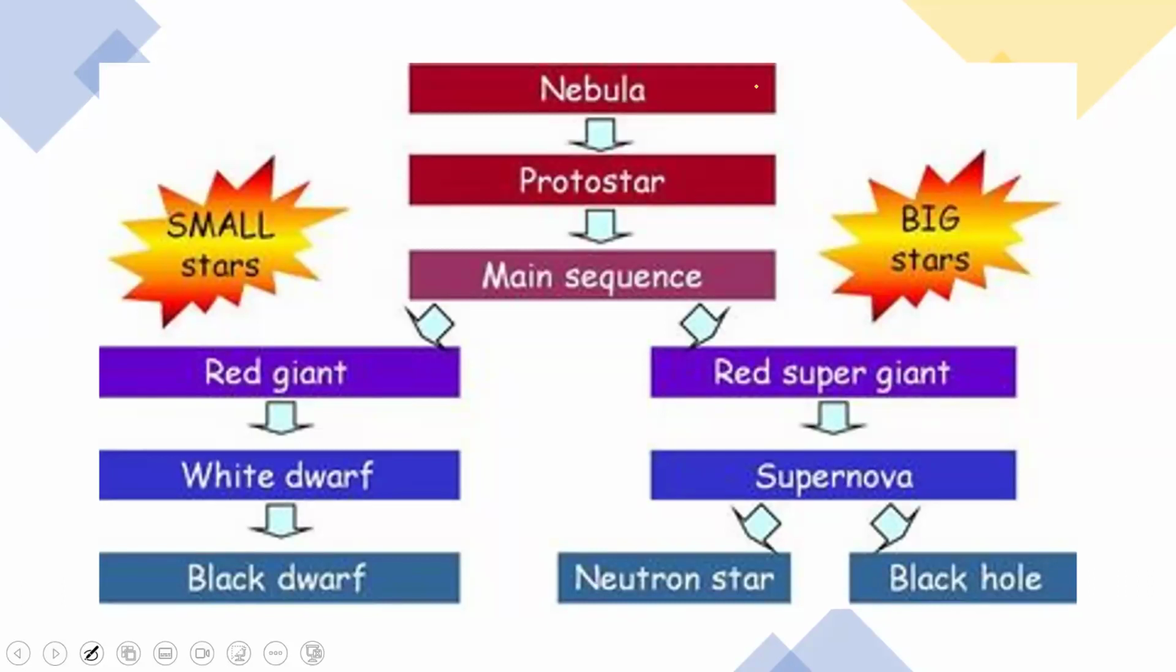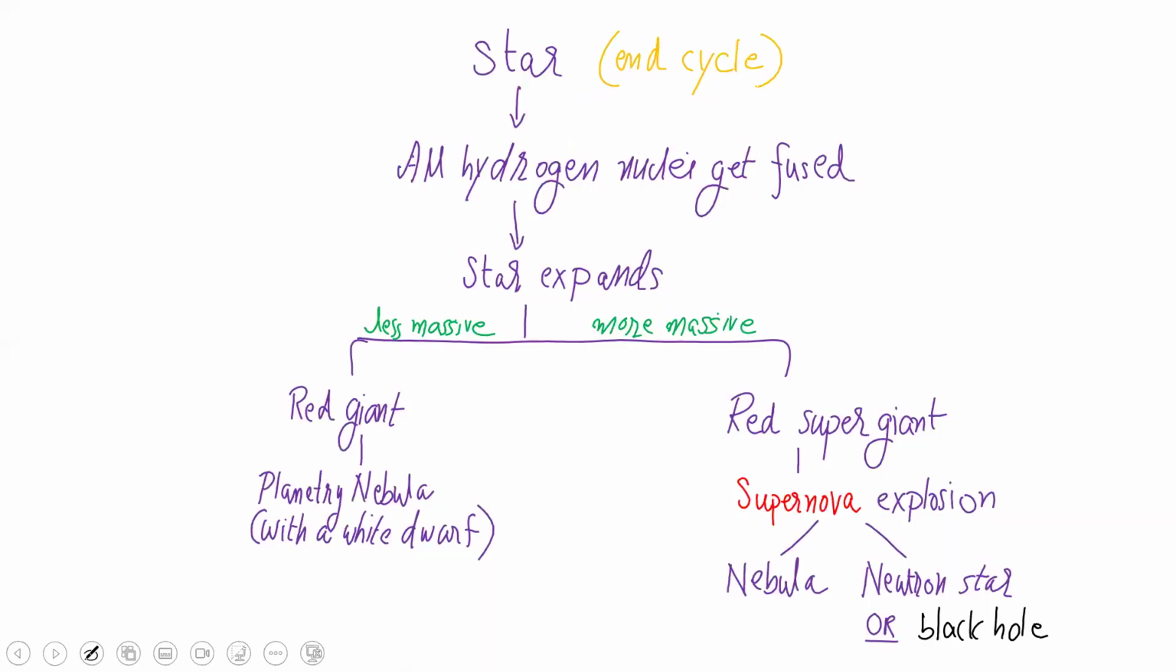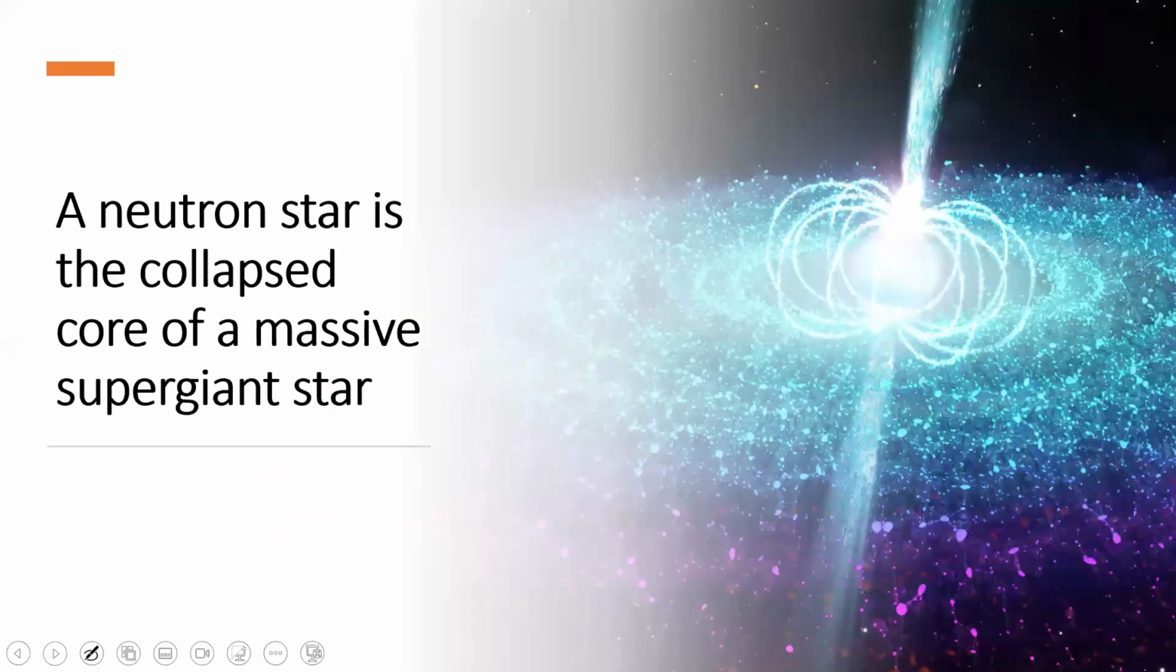So this is the life cycle of a star. You have to be careful. This is called the end cycle. And if you see this one, this is our neutron star. Now you have to copy the definition of neutron star.